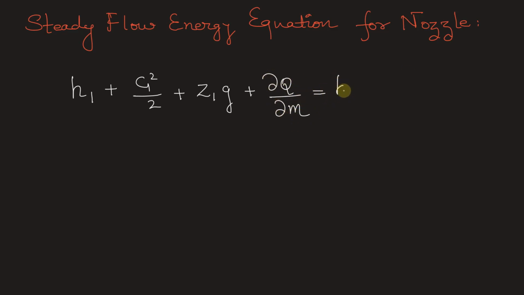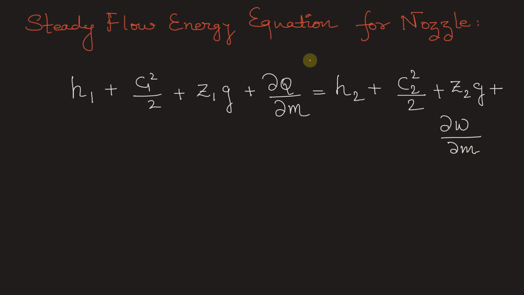that is equal to the specific enthalpy at the exit, plus the kinetic energy at exit per unit mass, plus the potential energy at exit per unit mass, Z2 g, where g is the acceleration due to gravity, plus the work transfer per unit mass, dW by dm.